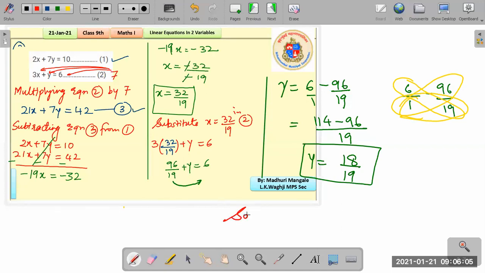And the last step, we write the solution. So what is the solution? It's always in the form x comma y. So the solution can be negative. It can be a decimal. It can be fraction also like this. So we have got the x coordinate on the x point to be 32 by 19, and the next is 18 by 19. This is the solution.